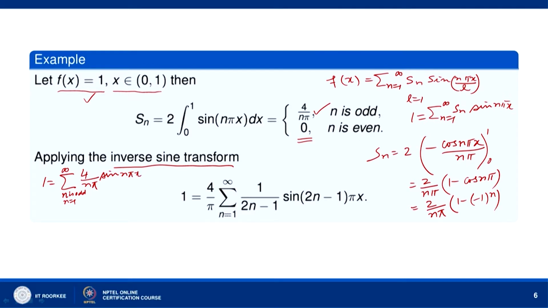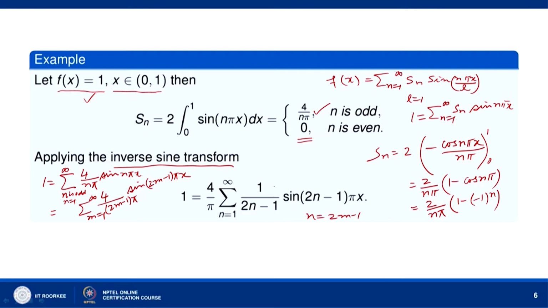Now, if you take n equal to 2m minus 1, then when m takes values 1, 2, 3 and so on, n will take odd integral values. So, we will have, for m equal to 1 to infinity, we can write 4 over (2m minus 1) pi and then sine (2m minus 1) pi x.